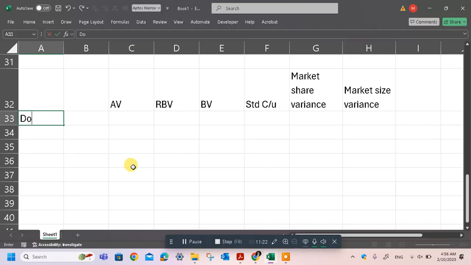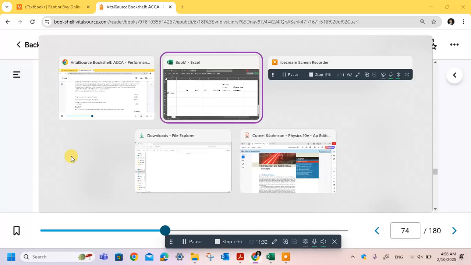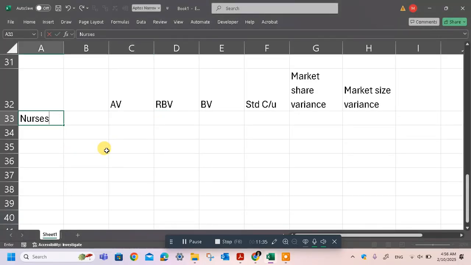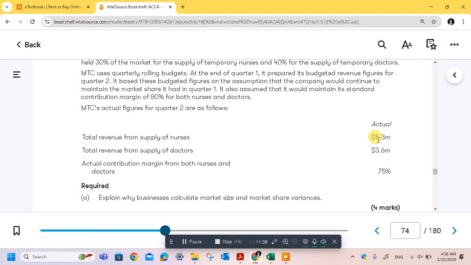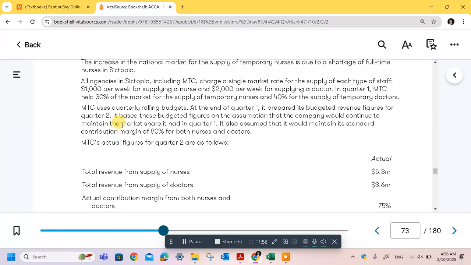Right, we'll start with doctors. Actual volume. Let's go and find the information. Actual volume, actual figures, total revenue of supply. Okay, they have nurses first. Let's write nurses then. $5.3 million. They said the price they are charging is 1,000 per week. Charge a single market rate for the supply of each type of staff. $1,000 per week for supplying nurses and $2,000 per week for supplying a doctor.